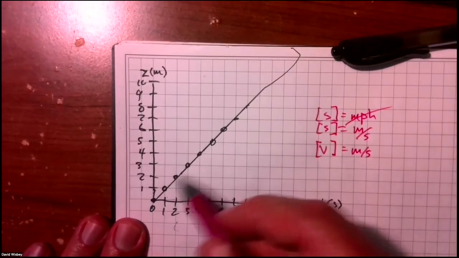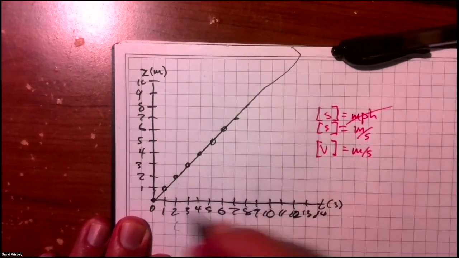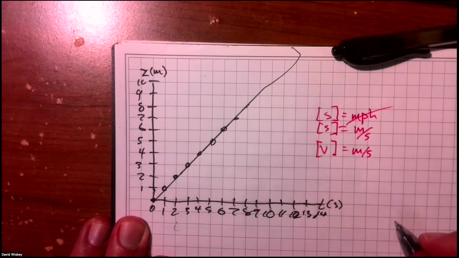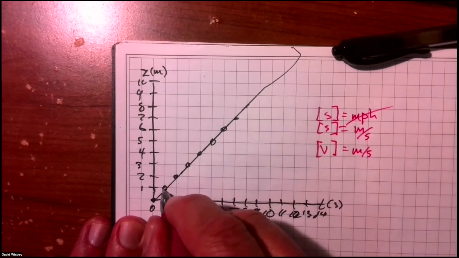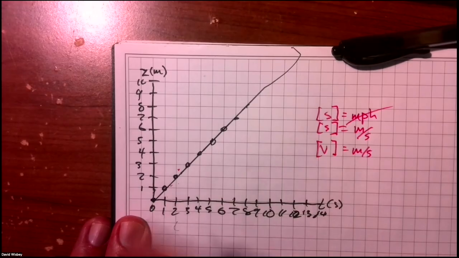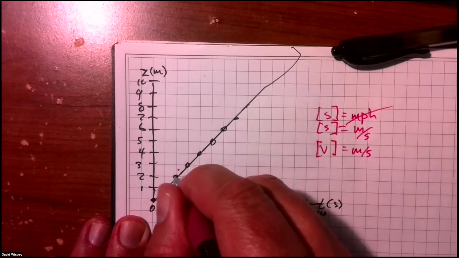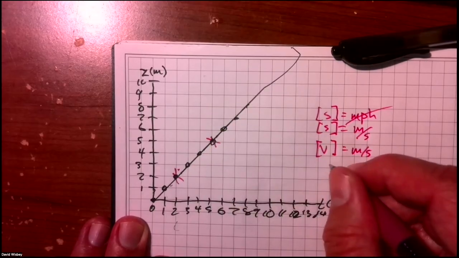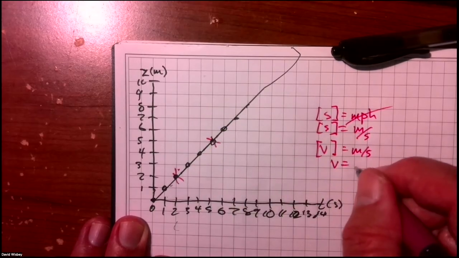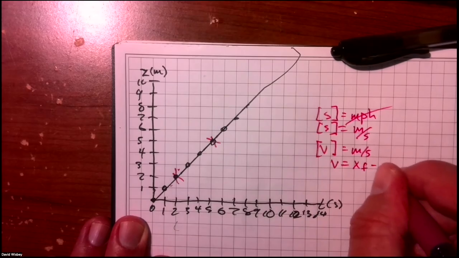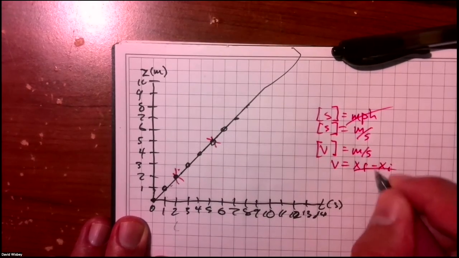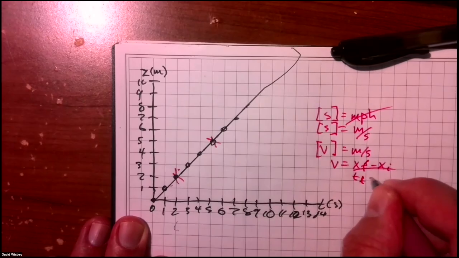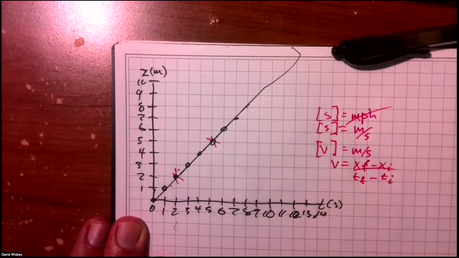Okay, and so if I look at the slope of my line, what is the slope of the line? What's velocity? If I want to calculate the velocity of my line here, I'm going to take two positions anywhere on my plot. It doesn't matter where they are. Let's go with this one right here, and then this one right here. To calculate my velocity, I'm going to say my velocity is the x final position minus my x initial position, divided by my final time minus my initial time.